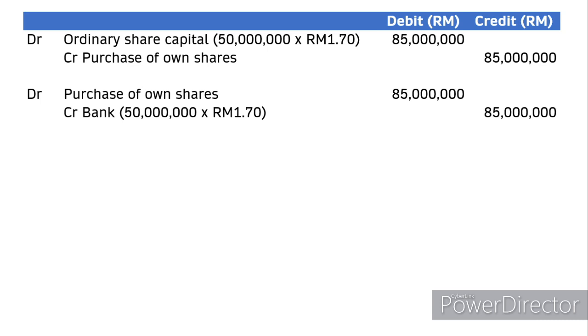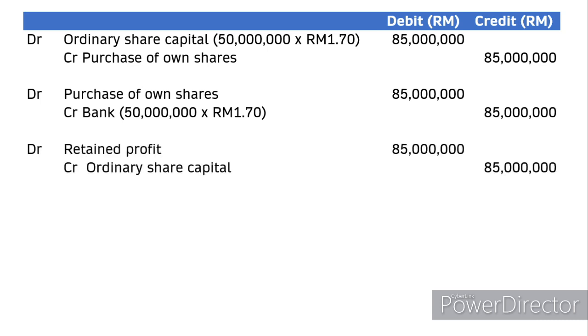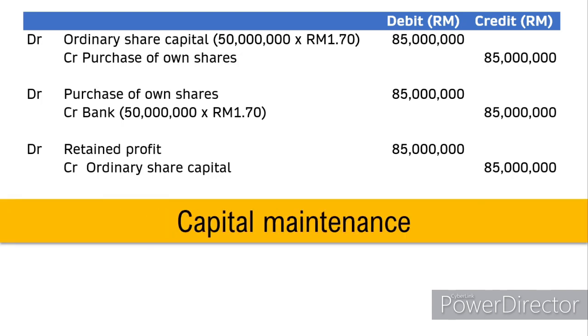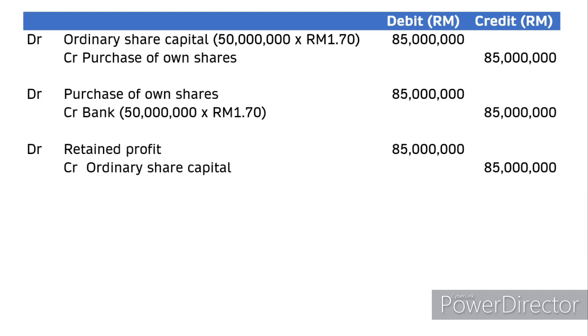Next, we need to cover the 85 million capital we bought back. So we will use retained profit. We utilize the retained profit. So debit retained profit, credit ordinary share capital. So this transaction is for the capital maintenance. So the 85 million we bought back have been covered by the retained profit.